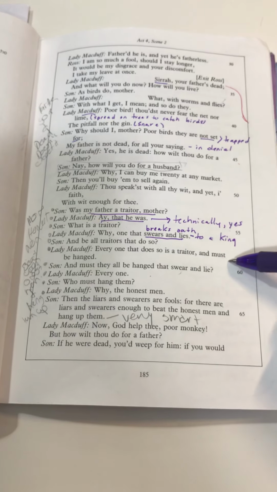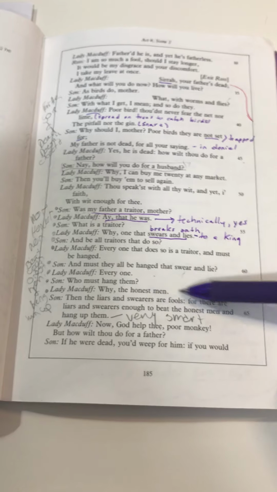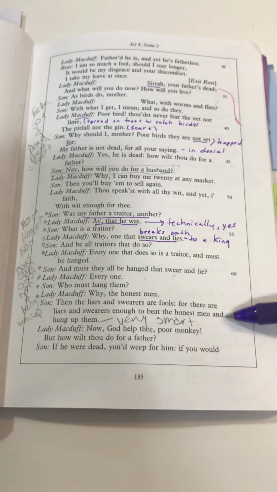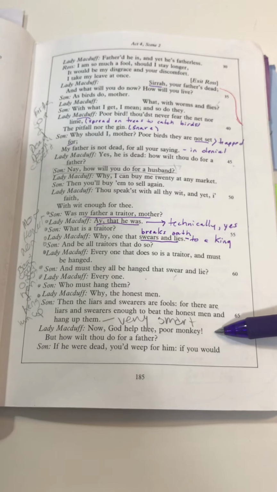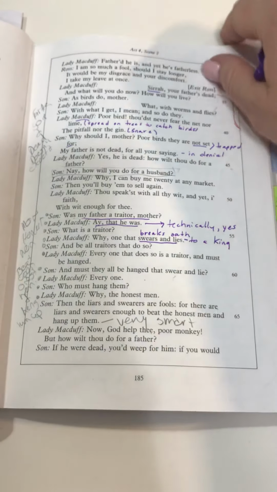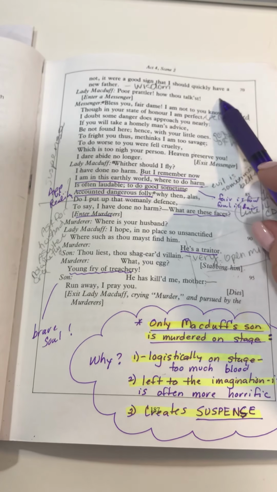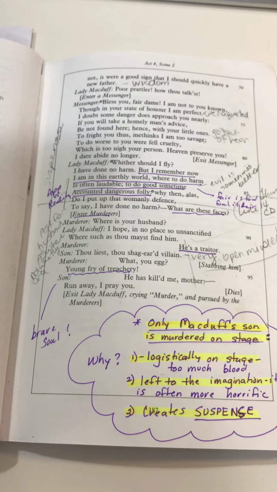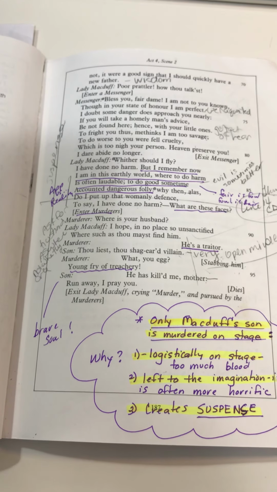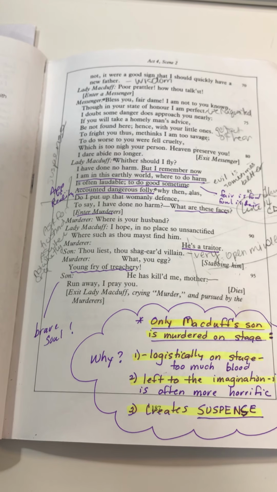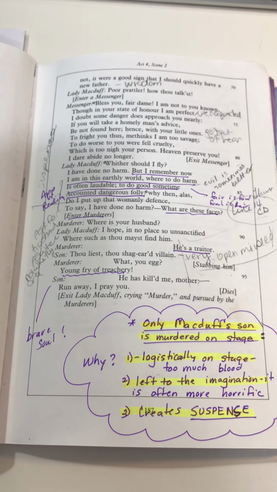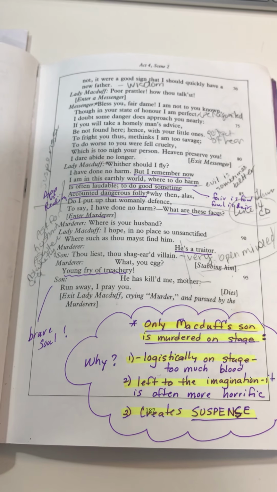And must they all be hanged that swear and lie? Everyone. Who must hang? Why, the honest men. Then the liars and swearers are fools, for there are liars and swearers enough to beat the honest men and hang up them. Now, God help thee, poor monkey. But how wilt thou do for a father? If he were dead, you'd weep for him. If you would not, it would be a good sign that I should quickly have a new father. Poor prattler, how thou talk'st! Bless you, fair dame. I am not to you known, though in your state of honor I am perfect. I doubt some danger does approach you nearly. If you will take a homely man's advice, be not found here. Hence with your little ones. To fright you thus, methinks, I am too savage. To do worse to you were fell cruelty, which is too nigh your person. Heaven preserve you, I dare abide no longer.